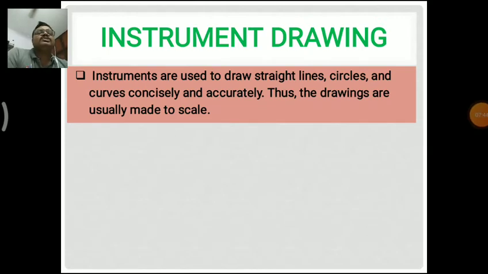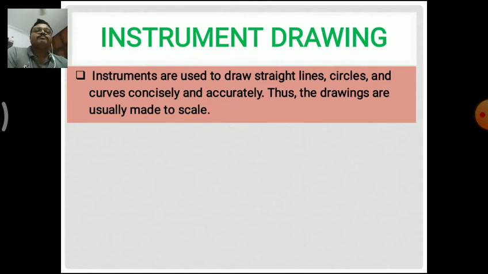Next one is the instrument drawing. So what is the difference between freehand drawing and instrument drawing? In freehand drawing, no instruments are used except the pencil and eraser. But in instrument drawing, all the instruments are used to draw straight lines, circles and curves concisely and accurately. So we are using accurate positions and accurate dimensions here.